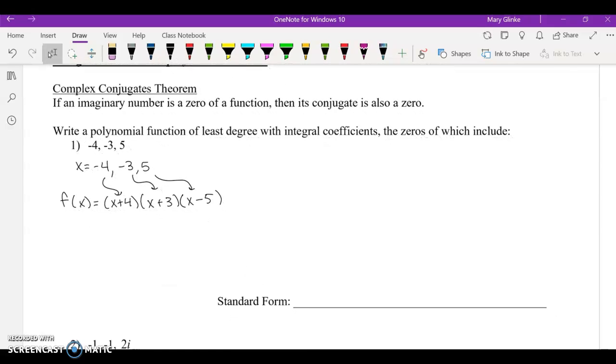Now, looking at this, depending on what you're being asked to do, you would go ahead and either leave it like this if it's a factored form, or you would go ahead and put this in standard form. So that's what we're going to do right now.